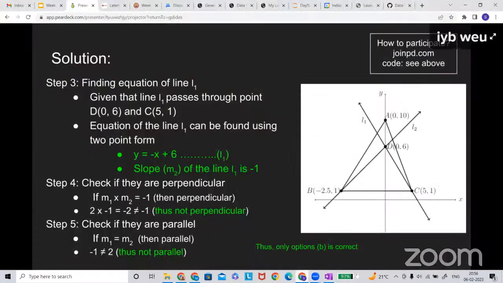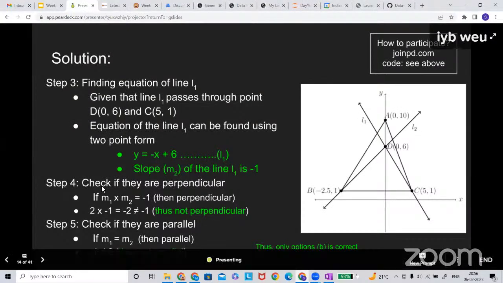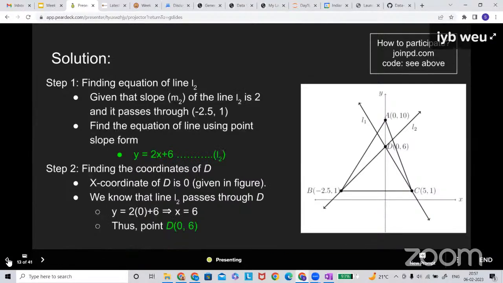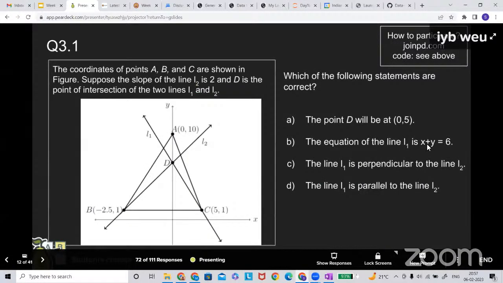I understood. Okay. Now in step 4, check if they are perpendicular. Once you find the equation of line L1, you can check the options. This option was not there, I think: minus x plus y is equal to 6 is being asked, but here it is x plus y. So this option is not going to be true.